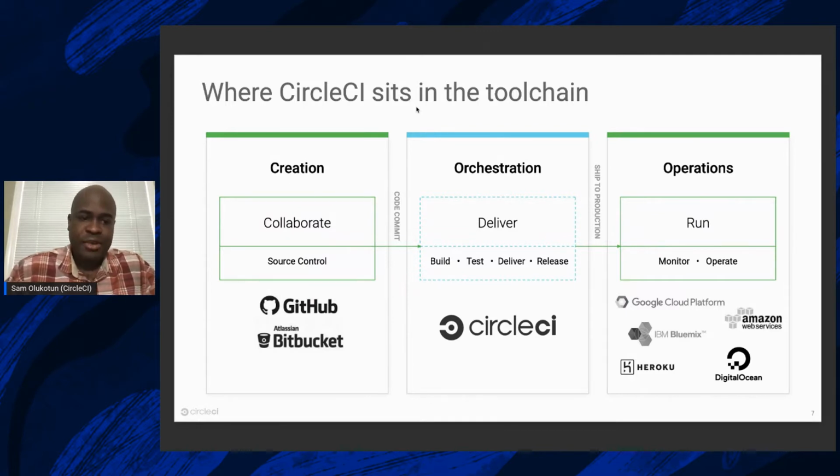as the place where you create the value on the left. And you can think of your endpoints where you deploy your code to as where you run or where you operate and deliver your value to the customers. CircleCI, again, is that orchestration engine in the middle that helps you deliver that value to the customers by automating your building, your testing, your delivery, and your release concerns.